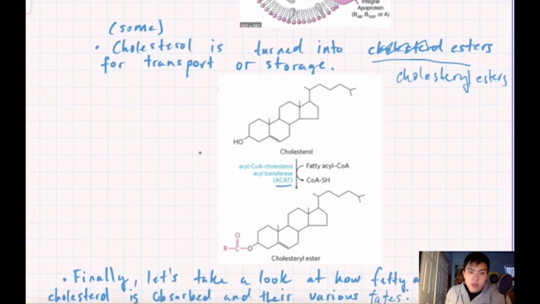One last thing, some cholesterols actually turn into cholesterol ester via the enzyme acyl-CoA cholesterol acyltransferase. We're just going to call it ACAT. Basically, cholesterol ester is used as a form to store steroids or a cholesterol precursor, and also it's going to be transported in this form if its final destination is a place where it will be used for storage.